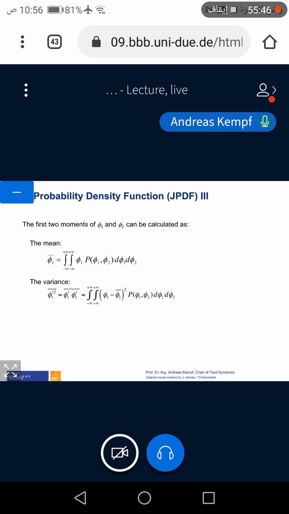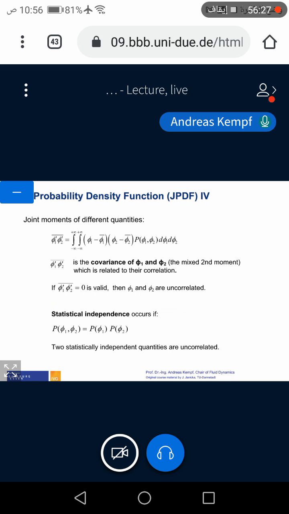First two moments of phi 1 and phi 2 can be calculated the following way. We can calculate a mean value, and now we need a double integral over phi 1 and phi 2. And this is how we get the mean value of phi 1. Take phi 1 and multiply it with the PDF, d phi 1, d phi 2. And for the variance, we can also calculate this. So the variance in the quantity phi 1 is obviously calculated from this expression and can be determined this way. So you have some calculation rules for PDFs. We are not using them a lot later on, but I'm showing them to you so that you get an idea of what these PDFs and joint PDFs actually are.